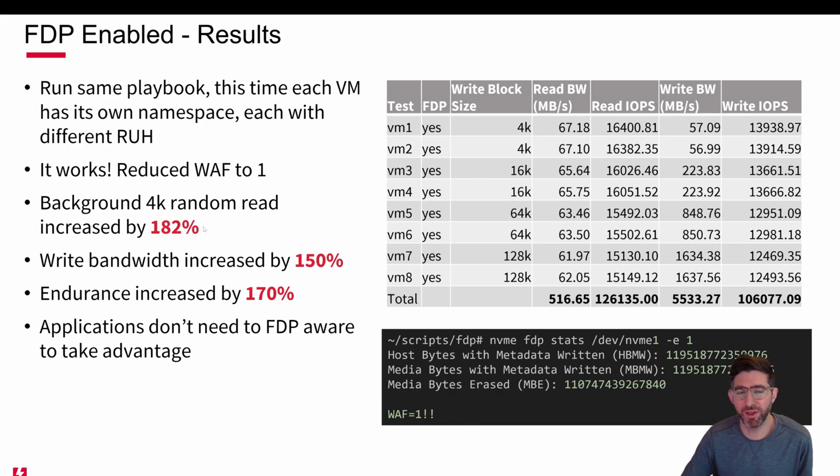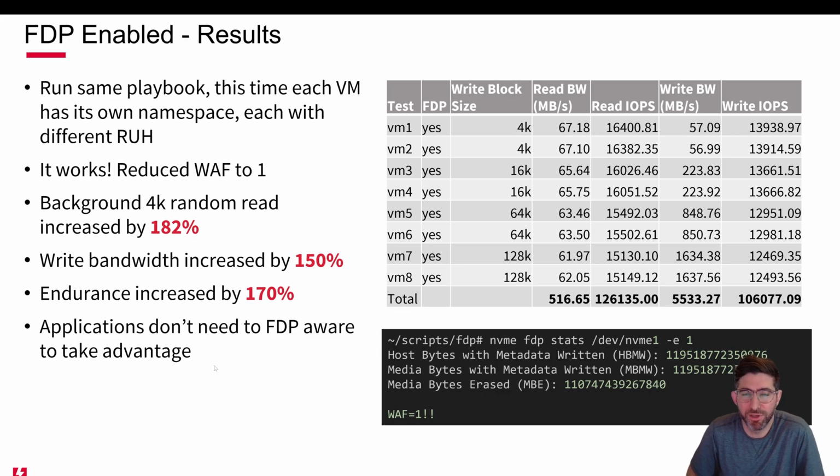As I mentioned when I gave this presentation live, why did I put 4K random read into mixing it with the writes? There wasn't any really big reason, I was just messing around, and it was a fun experiment. But surprisingly, the background random reads went up quite a bit, 182%. The write bandwidth increased by 150%, from 2.2 gigabytes a second to 5.5 gigabytes a second, and the total bandwidth on the drive is over 6 gigabytes a second. And the endurance, if you take the WAF from 1.7 down to 1, increases by 170%, or 1.7x. So this is just absolutely massive.